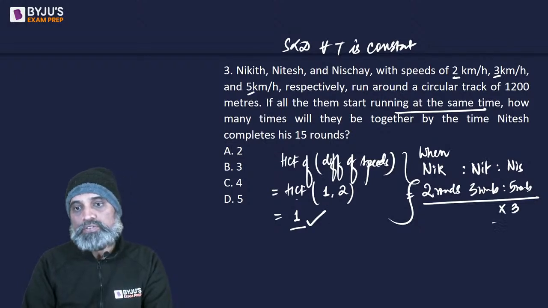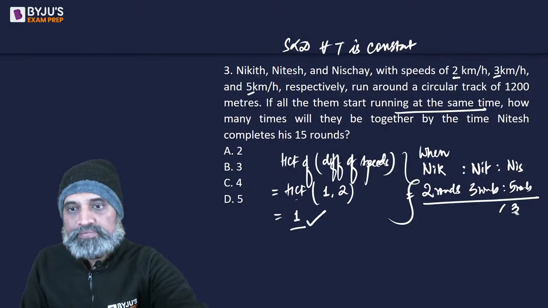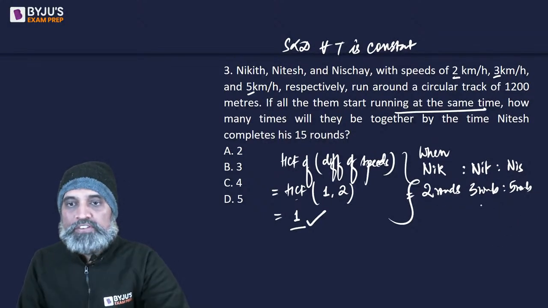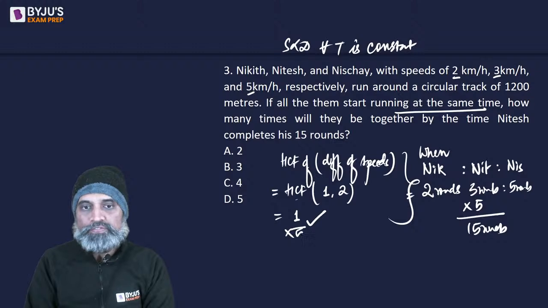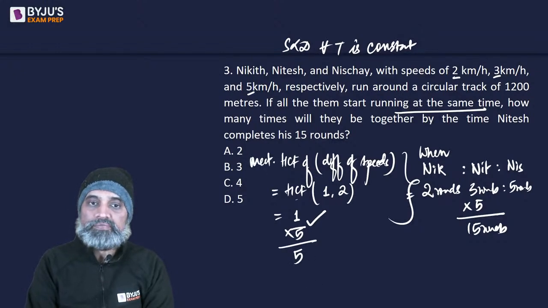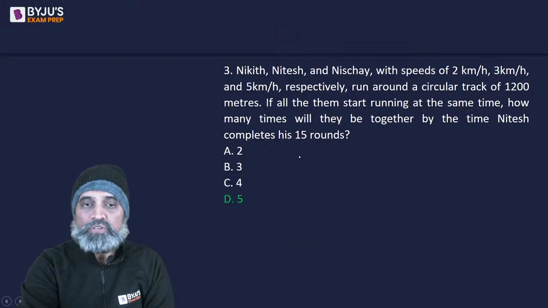Agar Nishay covers 15 rounds, sorry, it says Nitesh, right? Not Nishay. So if Nitesh covers 15 rounds, 5 times agar kar diya humne, to isko bhi aap 5 times kar do. So they are going to meet 5 times. All 3 of them. Okay, so answer will be D.